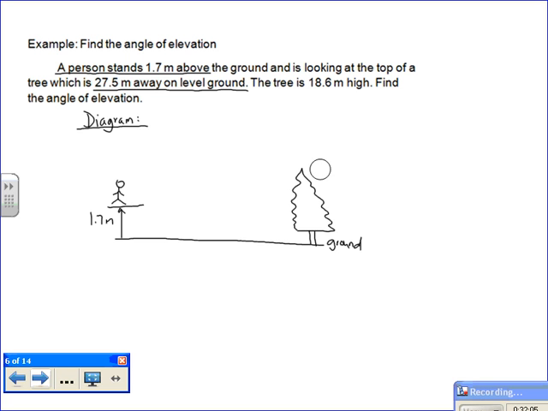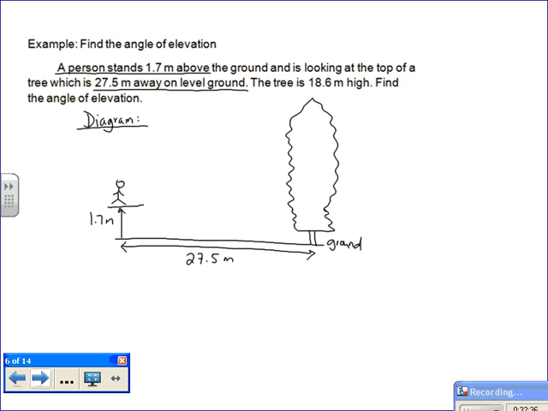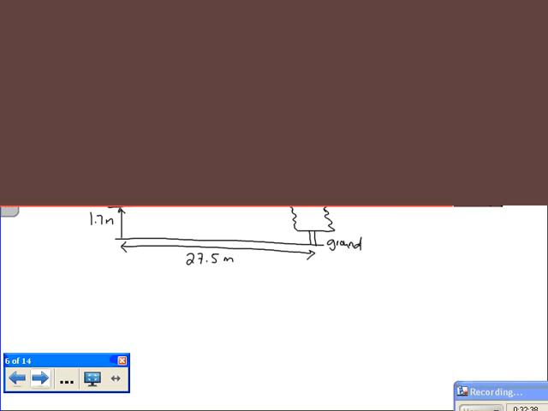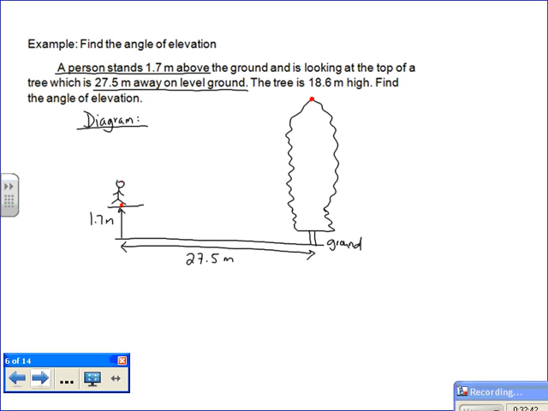I'm going to draw a slightly taller tree just to give us a nice big triangle here. Okay, there's my tree. And the distance from the person to the tree on the ground is 27.5 meters, from the bottom of the tree to where they're standing. And the person is looking at the top of the tree. So the line of sight is going to be between this person right here. We'll draw it from where they're standing, to the top of the tree. So there's our line of sight right there.